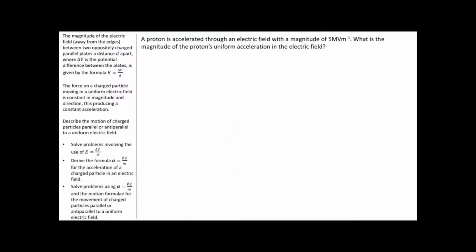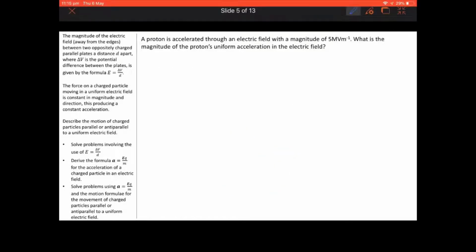So as a quick example, we've got a proton that's accelerated through an electric field with a magnitude of 5 megavolts per meter. Mega is times 10 to the 6, so that's 5 by 10 to the 6 volts per meter. What is the magnitude of the proton's uniform acceleration in the electric field?